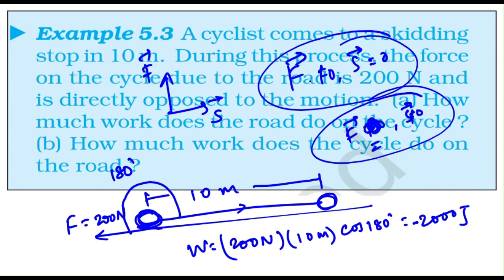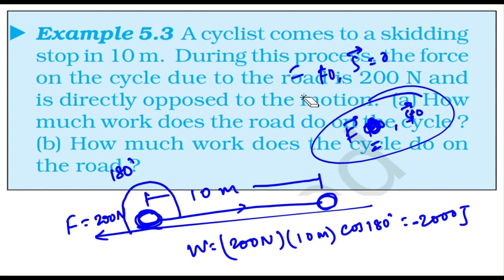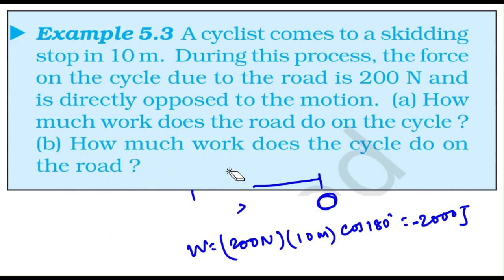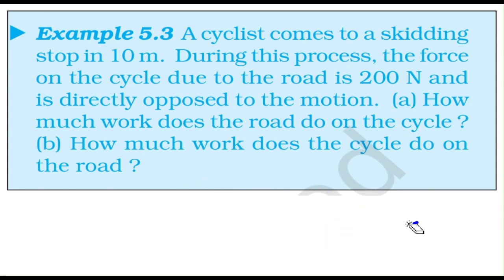In this particular case, there is a force applied by this cycle, but the ground is not moving due to that force. The ground is stationary here, so we can say that S is 0 in that case. So if S is 0, no matter the force is there, the work done will be 0. So if we ask what is the work done by the cycle on the ground, this will be 0 because S is 0 in this case.